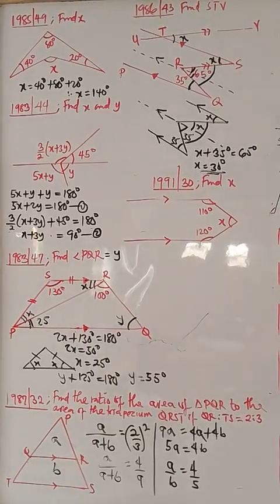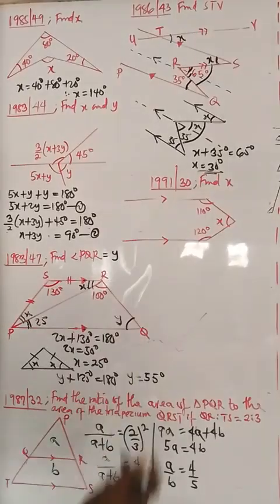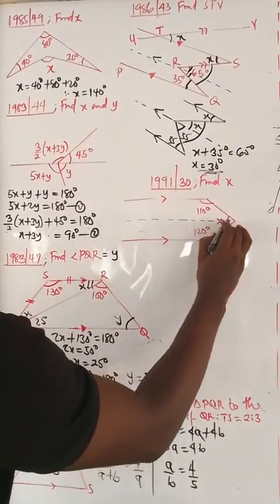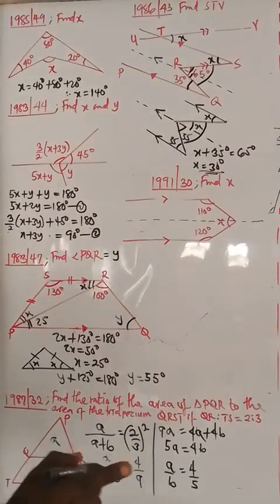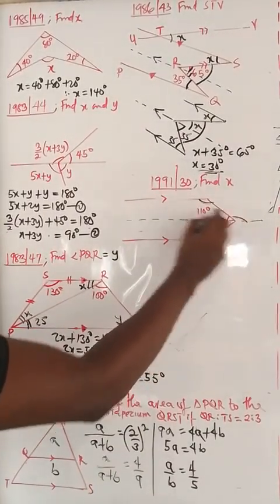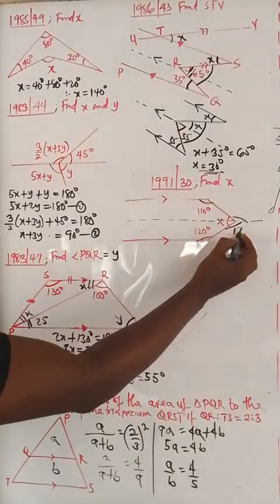For the next one, similar to what we did here, this 100 and 120, they rest on a parallel line, except for this X. Do the same thing here. Now look at this. If this is 110, this is also 110 because they are what? Alternate. If this is 120, this is also 120 because they are what? Alternate.